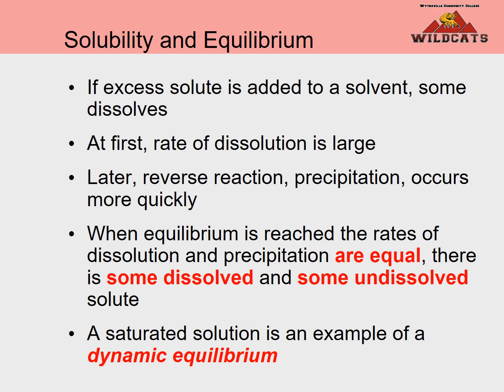This is like when you try to put sugar into iced tea, and you keep stirring it, and there's always a little bit of sugar at the bottom. In reality, it's dissolving, undissolving, dissolving, undissolving. That's called dynamic equilibrium, or this whole idea of competing processes. Again, that's a huge part of Chem 112.